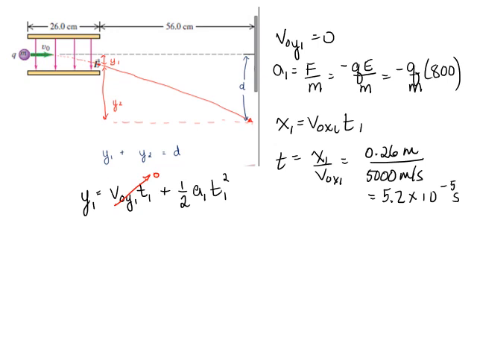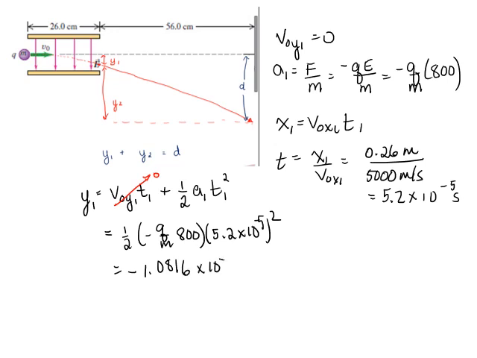Okay, let's put this together for our y1. We've got 1/2 times minus q over m times 800 times 5.2 times 10 to the minus 5 squared. Run all that through the calculator and what we get is minus 1.0816 times 10 to the minus 6 times q over m. Q over m is the charge to mass ratio.